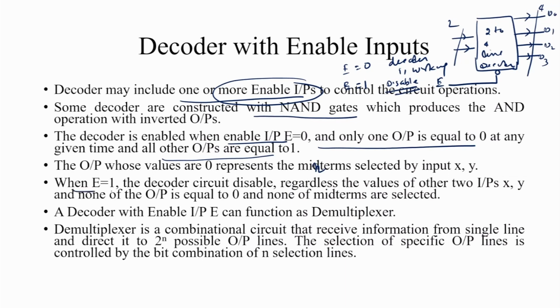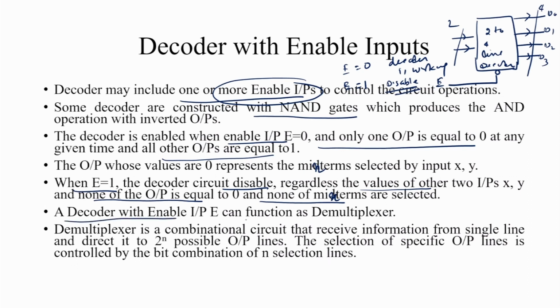There are two possible values of enable input. E is equal to 0 means the decoder is functional, and E is equal to 1 means the decoder is disabled. This means the decoder circuit is disabled regardless of the value of the other two inputs xy, and none of the outputs is equal to 0 and none of the min terms are selected. Means when the value of E is equal to 1, whatever the value of xy, the output is always 1, none of the outputs is equal to 0.